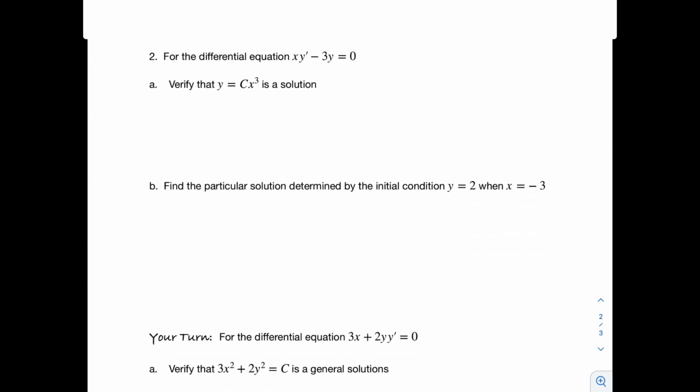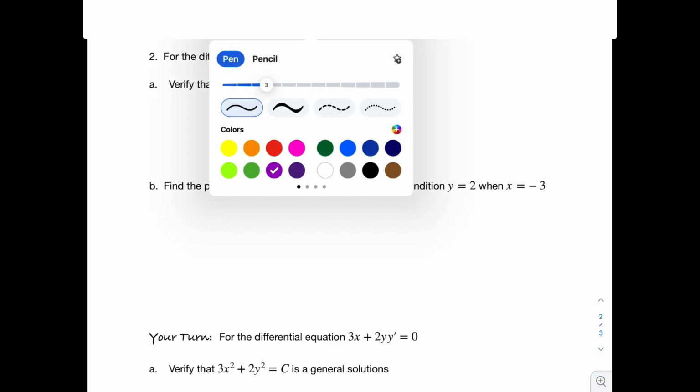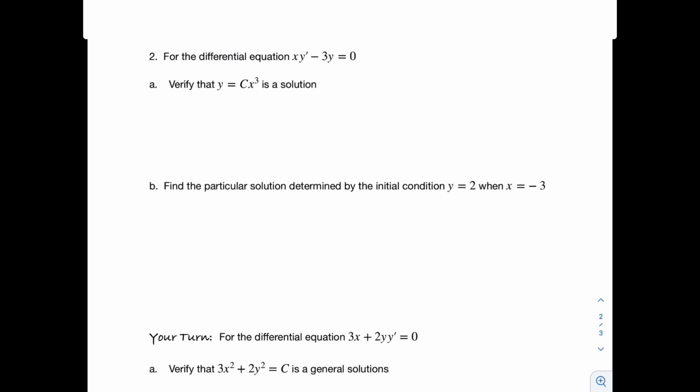Okay, next thing I want to look at is this time I gave you the differential equation x y prime minus 3y equals 0. Now I want you to do sort of like we did in the last problem. I want you to verify that the general solution y equals ce to the x cubed is a solution to this. So this time I only have y prime, so I just need to find the first derivative. And then I substitute that into my differential equation. All I need to do is replace the y prime with 3cx squared.